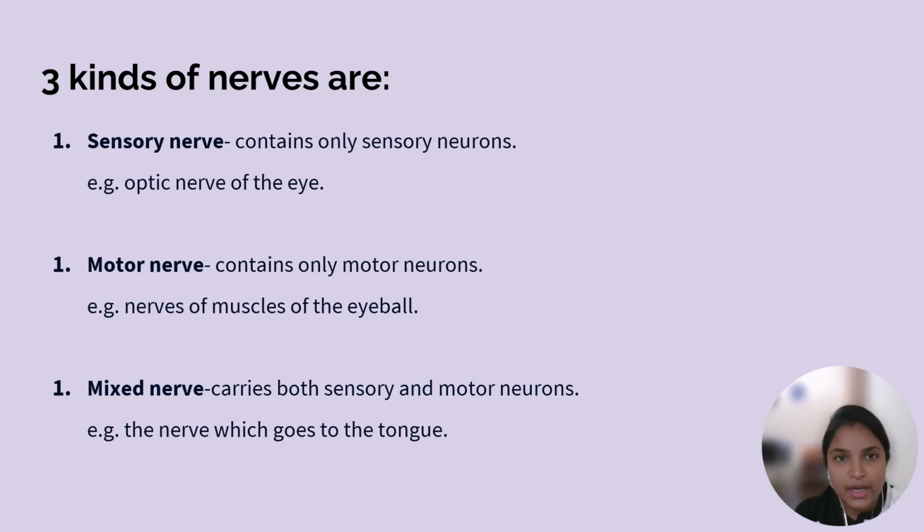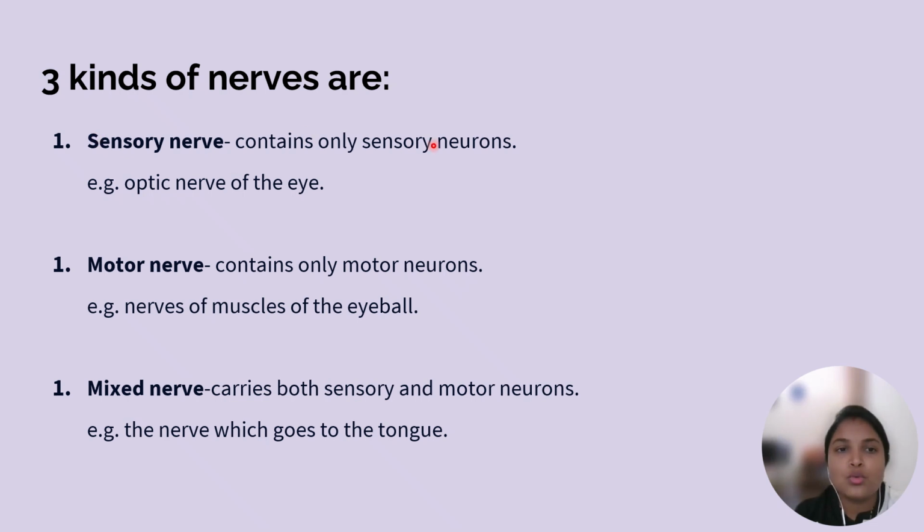Now there are three kinds of nerves. So what are the three kinds of nerve? Here, do not get confused between neuron and nerve. Neuron is the single cell that I am talking about, and nerve is the bundle of the neurons, the bundle of the axons. So we have sensory nerve, motor nerve, and mixed nerve.